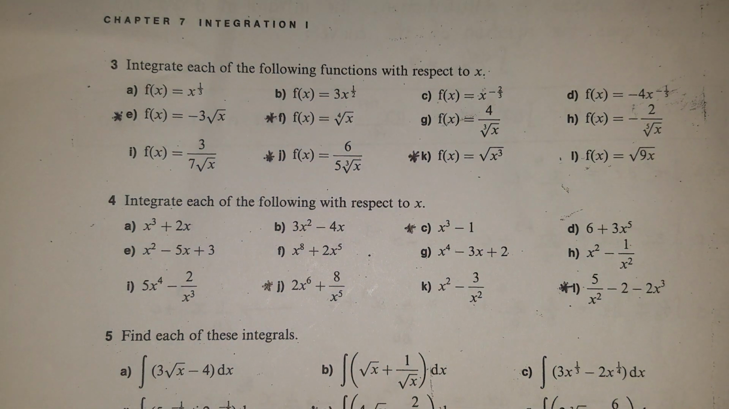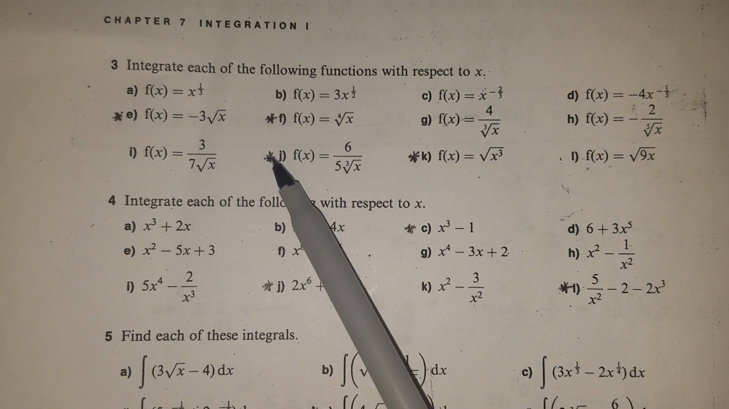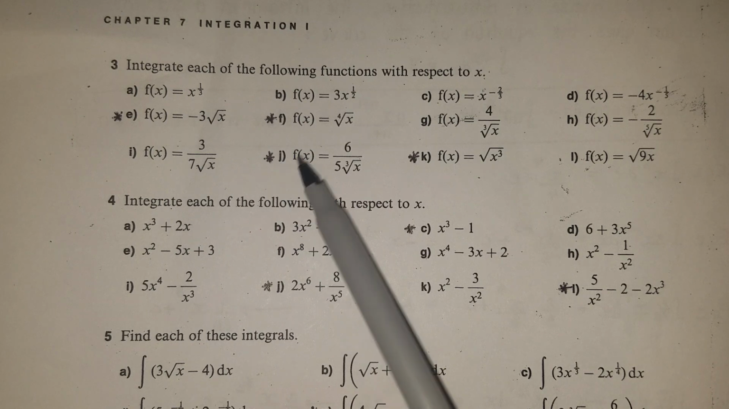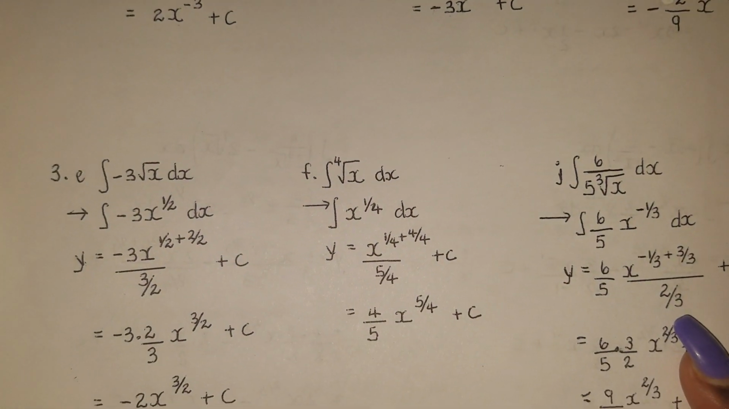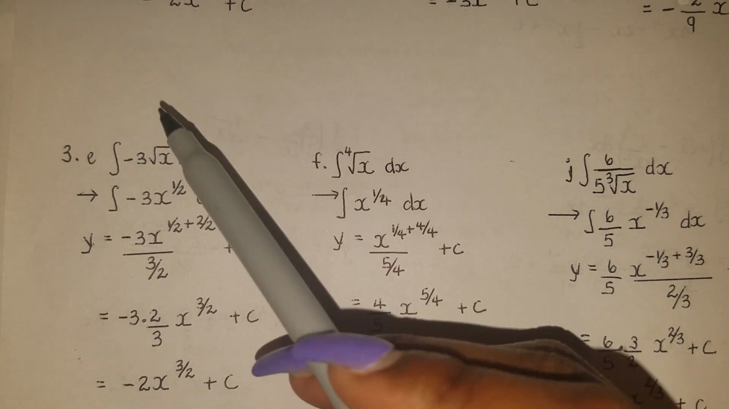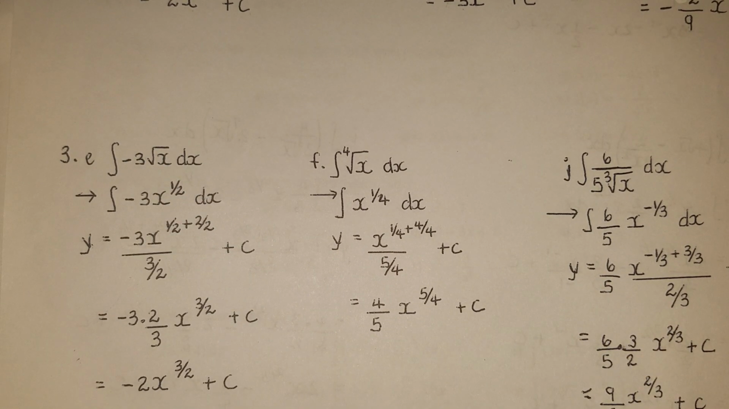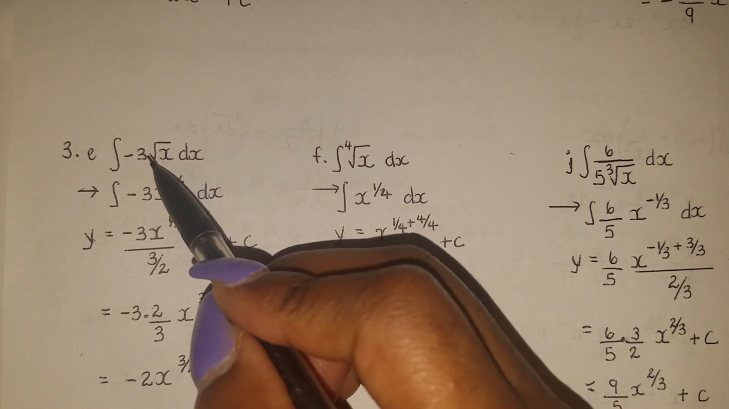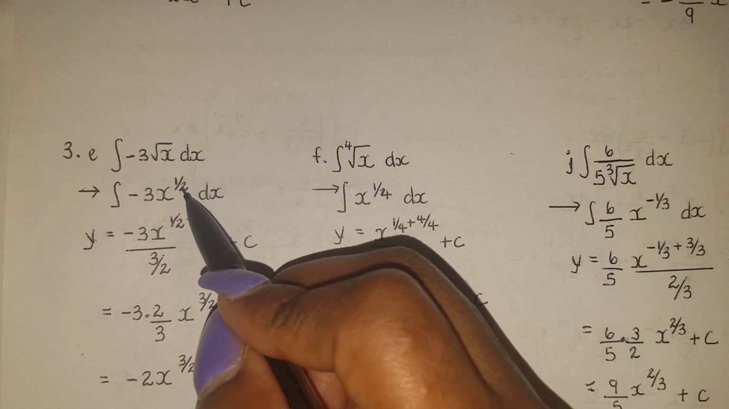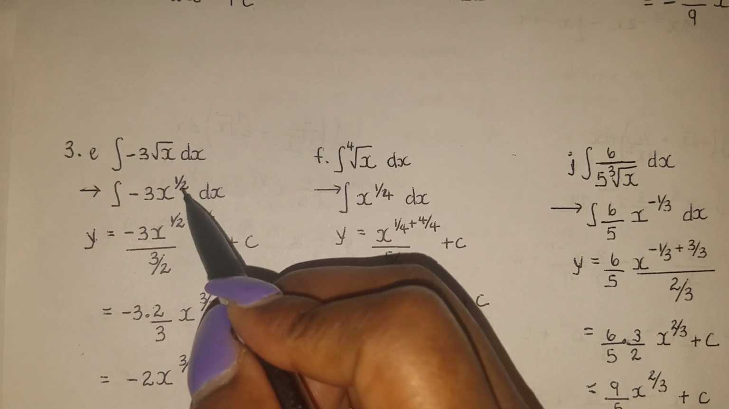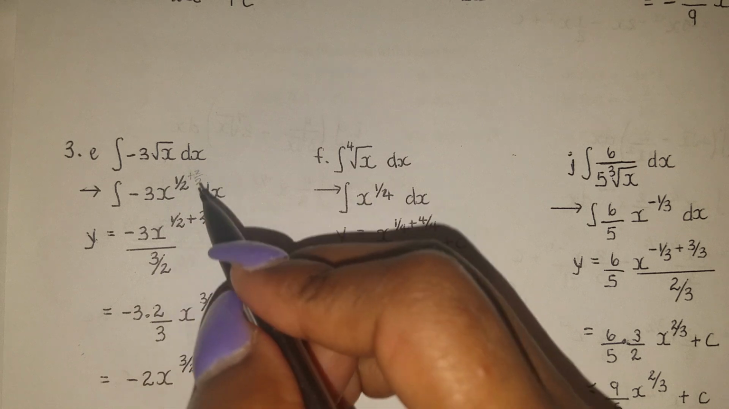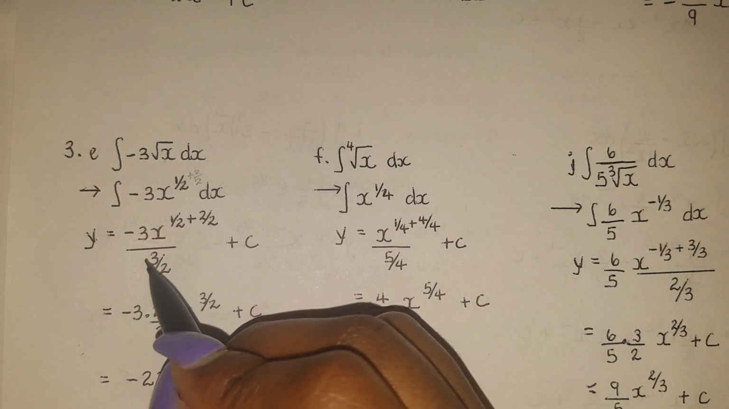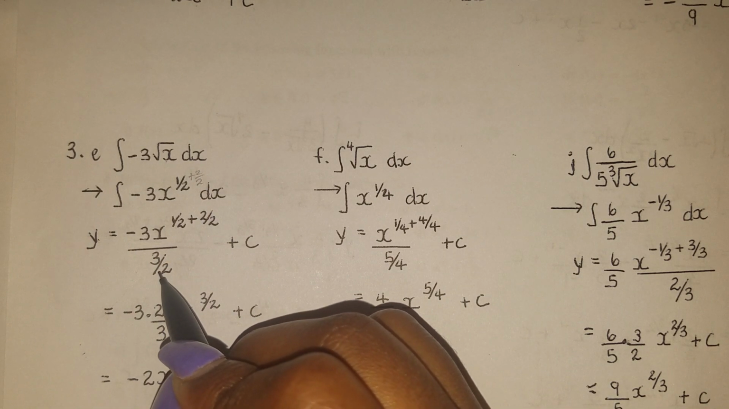In question 3, I chose to do E, F, G, and K. So first we have E, which is the integral of negative 3 root x. My root x is rewritten as x to the half. And now we can integrate. We add 1 to the half, or add 2 over 2, to get 3 over 2, and we divide by that 3 over 2 as you see here.